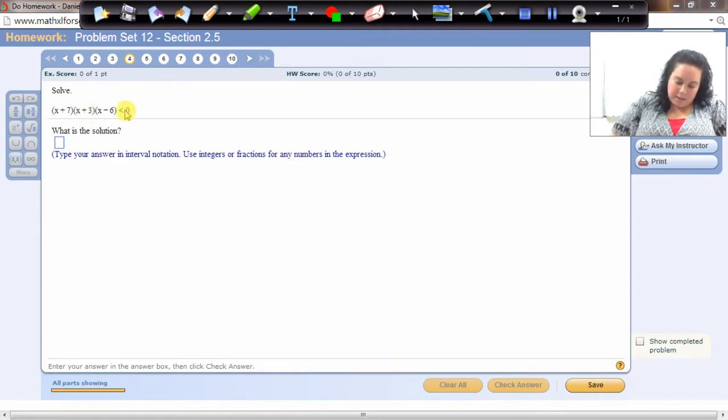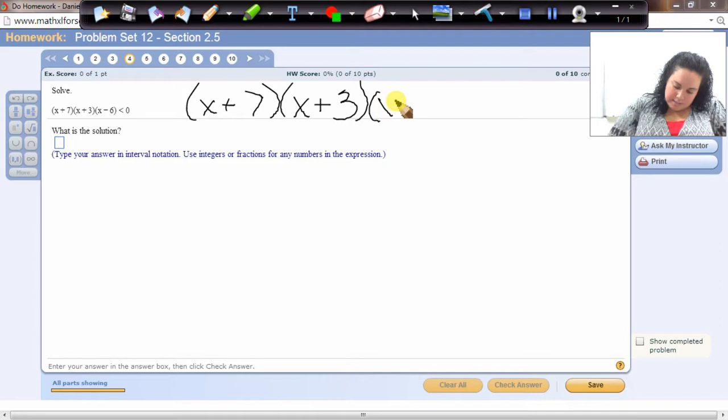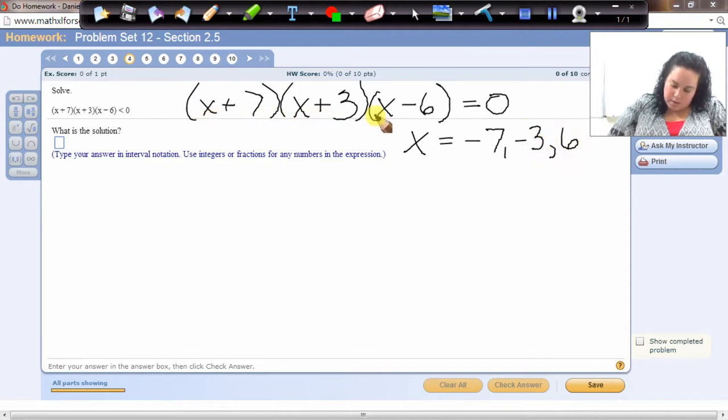Okay, so imagine that this was an equal sign. We would have x plus 7, x plus 3, x minus 6 equals 0. Okay, what are the solutions to this equality? x equals -7, -3, and 6. Set each one equal to 0 and then solve.